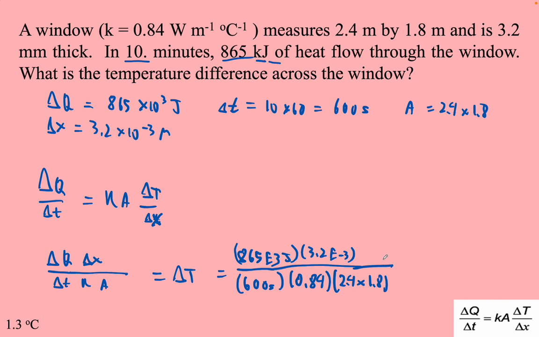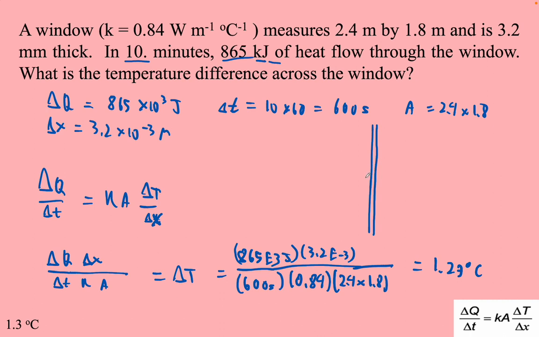Let's see, 865 times 10 to the third times 3.2 E minus 3 divided by 600 divided by 0.84 divided by the quantity 2.4 times 1.8. And I get that the difference in temperature from one side to the other is 1.27 degrees Celsius.